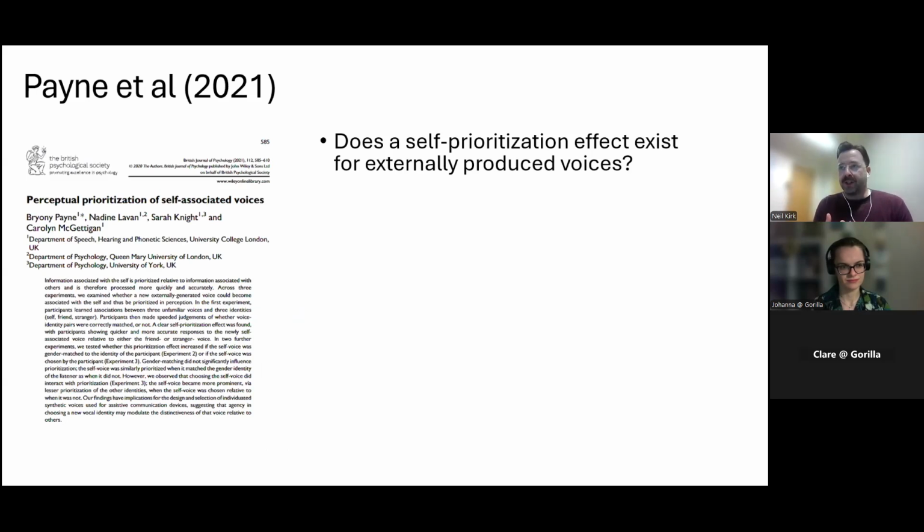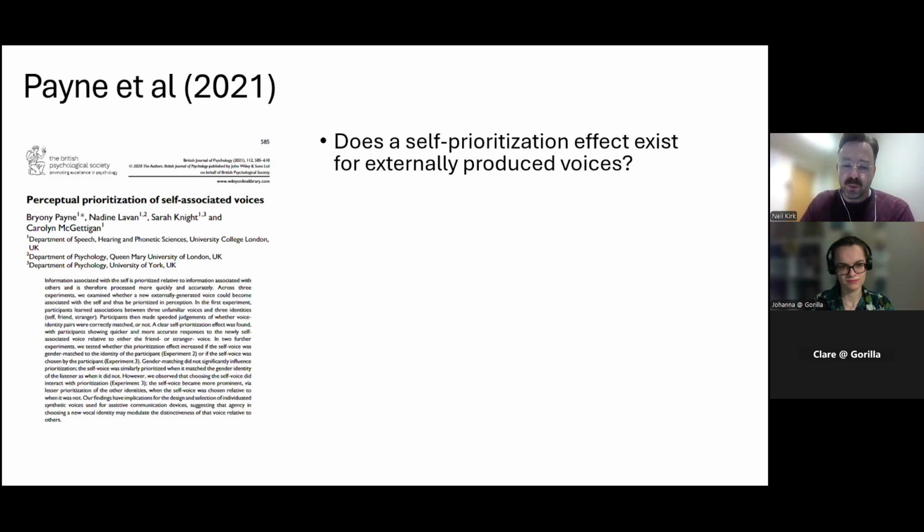Investigated whether this self-prioritization effect existed for externally produced voices. So as we know, our voice is highly personable. It tells a lot of information about who we are. So could we actually take on another voice as being ours, and would it actually work for this?